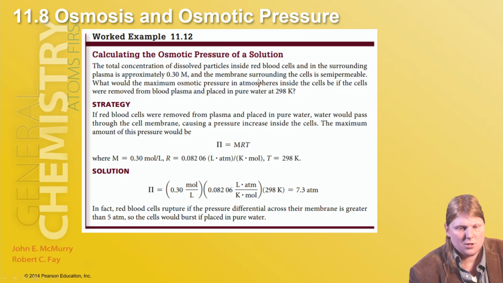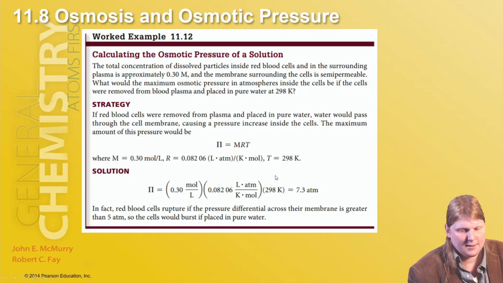They say the concentration of dissolved particles inside the red blood cells and surrounding plasma is approximately 0.3 molar, and the membrane surrounding it is semi-permeable, so it's permeable to water. What would the maximum osmotic pressure in atmospheres inside the cells be if the cell was removed and placed in pure water? So it's the pressure against pure water, and that's what we use this equation to calculate.